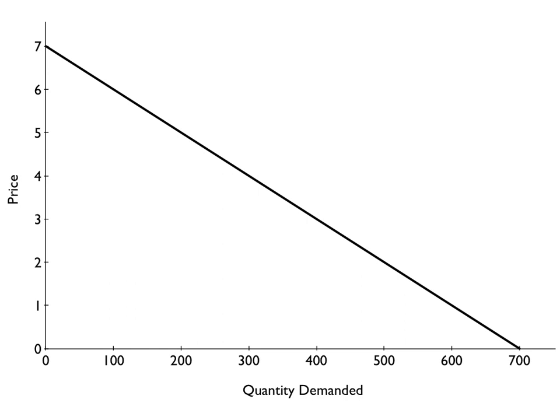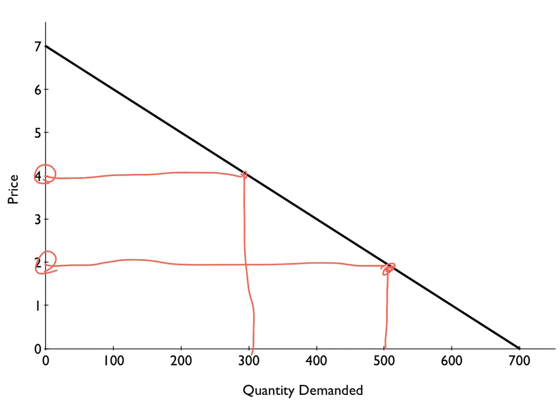Here we have a demand curve, and let's suppose that the price of our good rises from $2 to $4. At $2, quantity demanded is 500 units, and at $4, quantity demanded is 300 units. So we're moving from a price of $2 to a price of $4. And as we do, we are moving along the demand curve from point A to point B. And we're seeing a 200 unit decline in quantity demanded. Quantity demanded falls from 500 to 300.